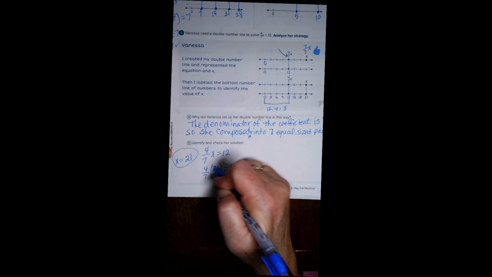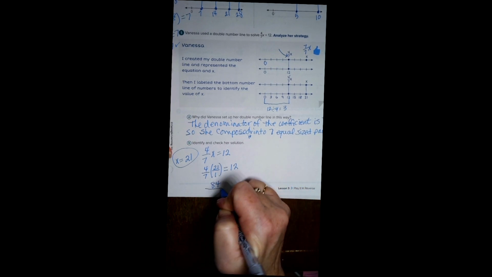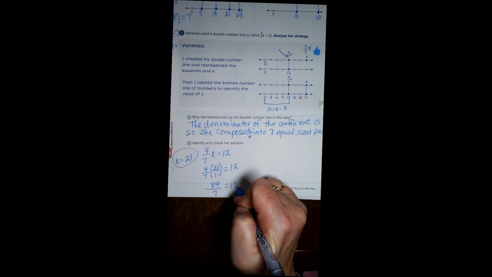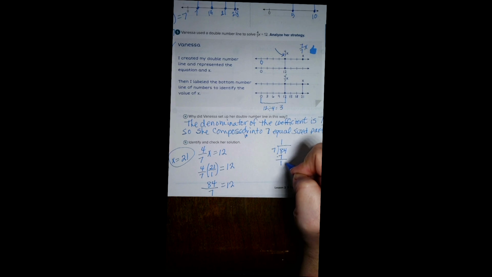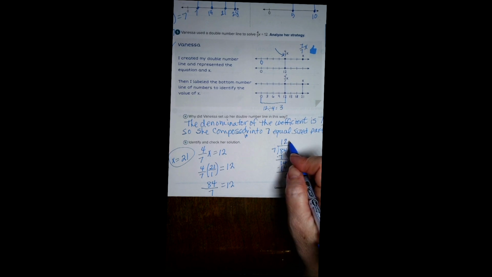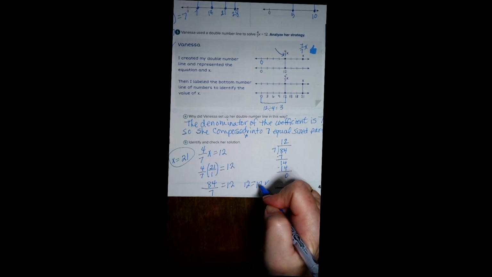equals 12. 4 times 21 is 84. 7 times 1 is 7. And if you're not sure if 84 divided by 7 is actually 12, you should check it. So 84 divided by 7. 7 goes into 8 one time. 1 times 7 is 7. Subtract, I get a 1. Bring down my 4. How many groups of 7 can I get out of 14? 2. 7 times 2 is 14. So it is in fact 12. So 12 equals 12. It checks. That means this checking means x equals 21 is correct.